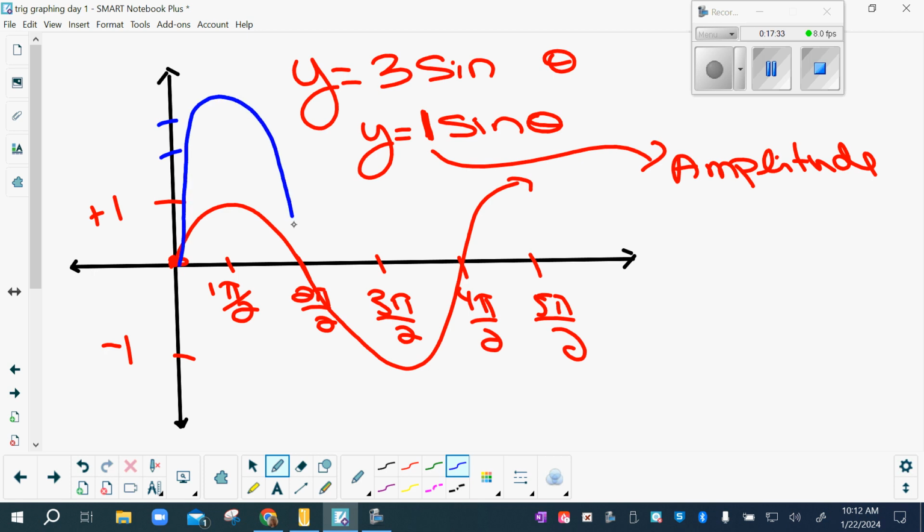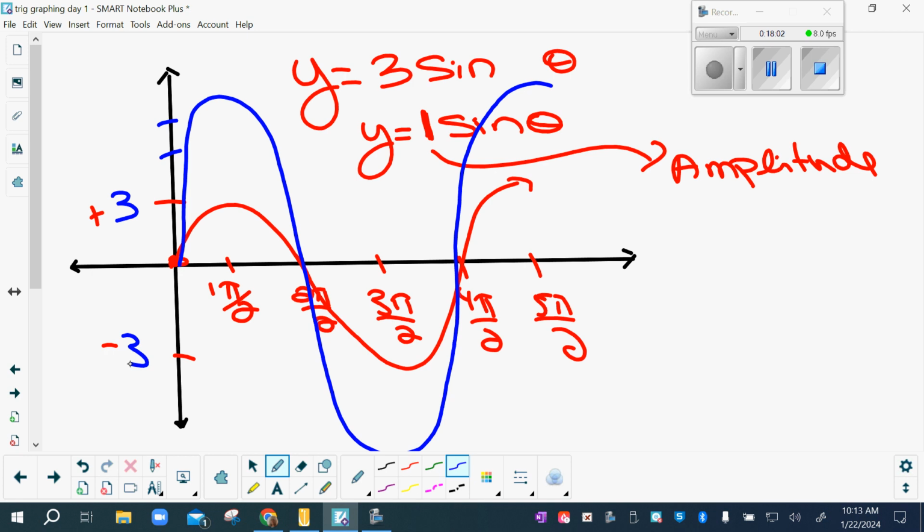You know, if you were super lazy, you didn't even have to do this. You could have just done this. That's what's cool about trig graphing. All we're going to be doing is changing these numbers, so you don't even have to change your graph.